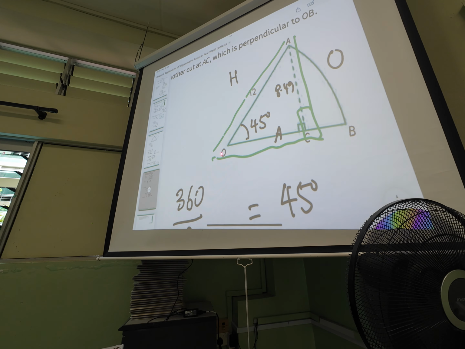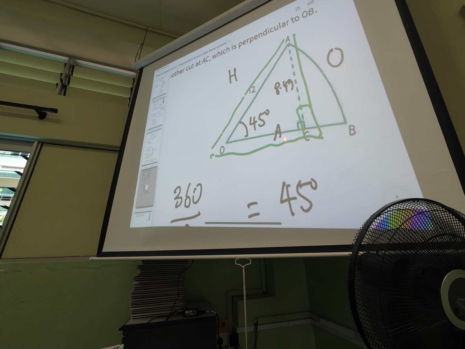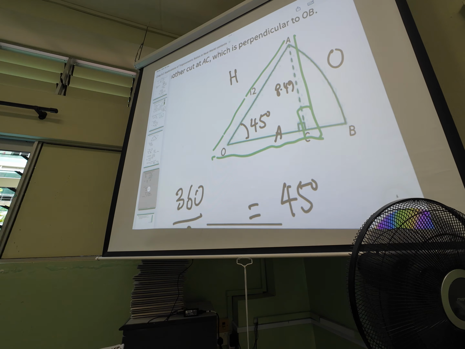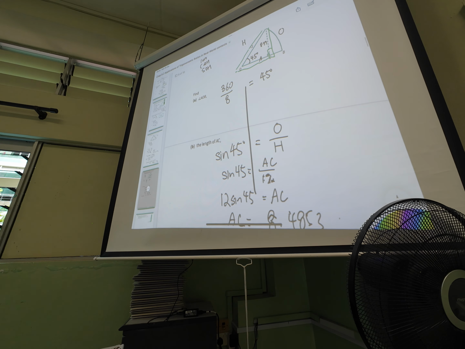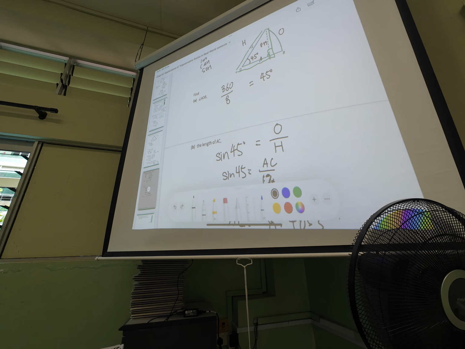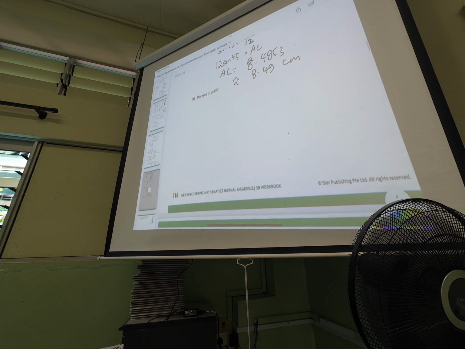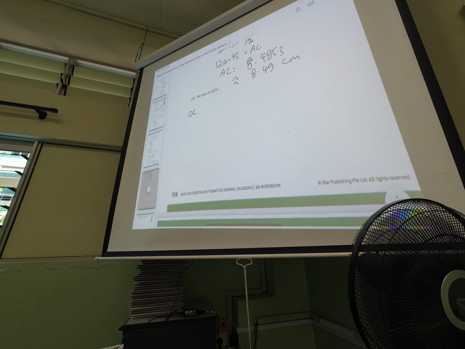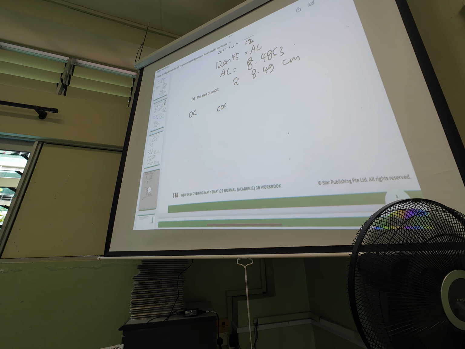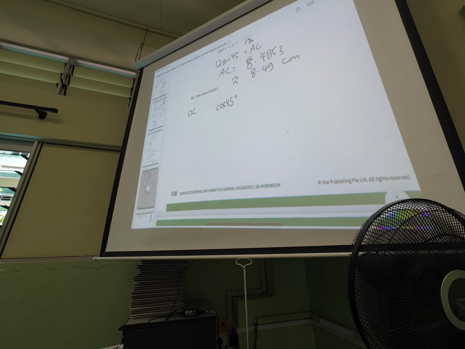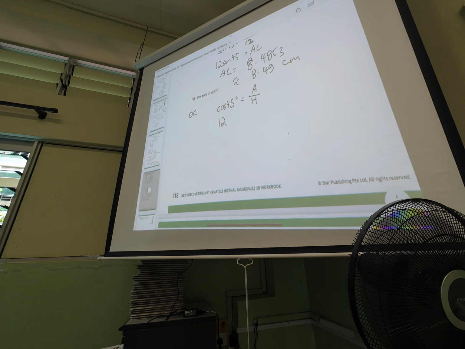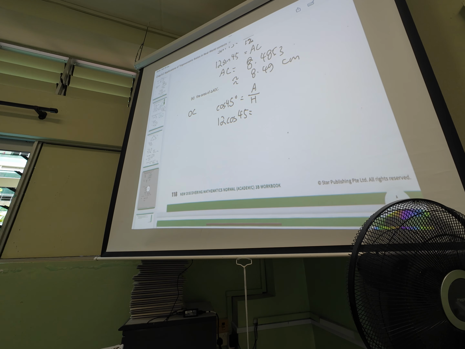Okay, I want to find my OC. My OC is my adjacent. Adjacent to my angle 45. Adjacent means it is touching. Okay, so I can go and use cosine. I can first find OC first. To find OC, cosine 45 equals adjacent over hypotenuse. Then I will get 12 cosine 45 equals OC.